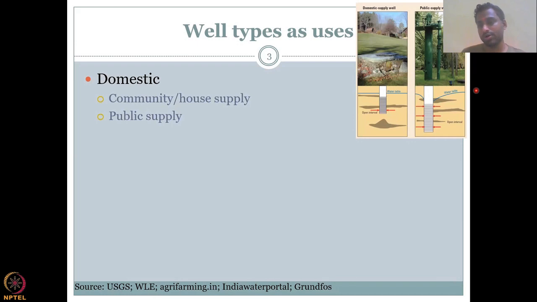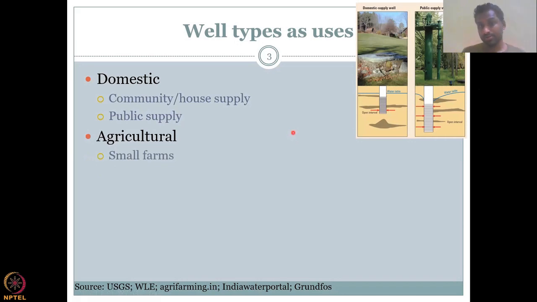So the most important take-home message here is that there are public supply wells which run deep, but it is one massive well catering to a lot of people, and there is a possibility for groundwater depletion if the recharge is not taken into account.